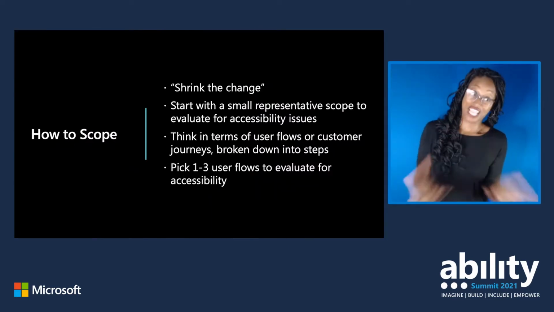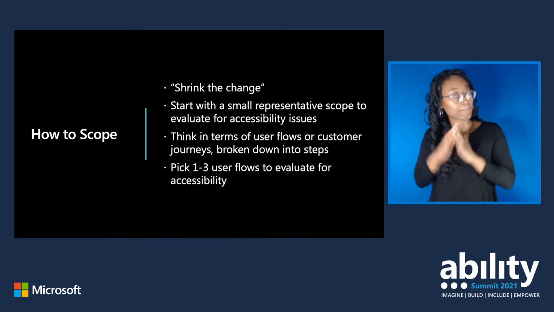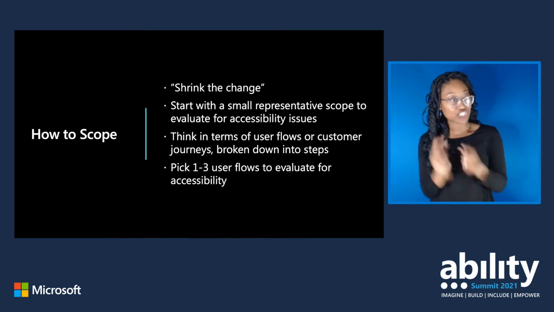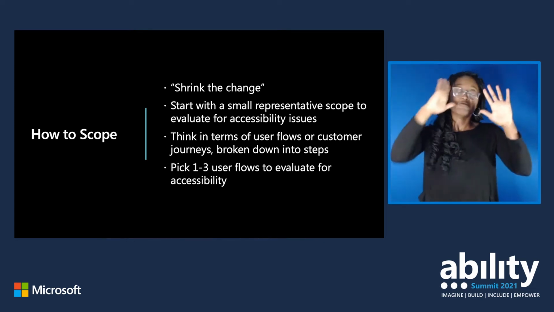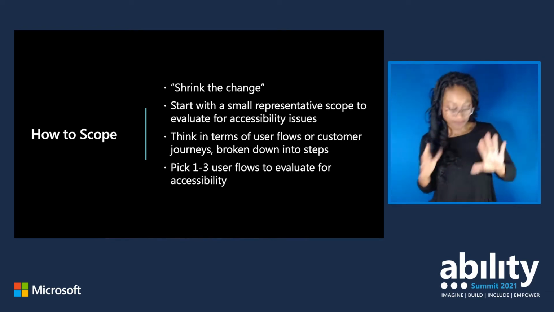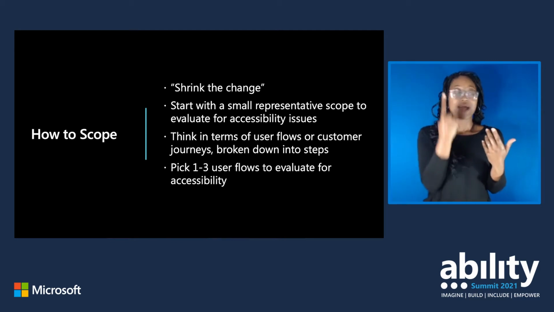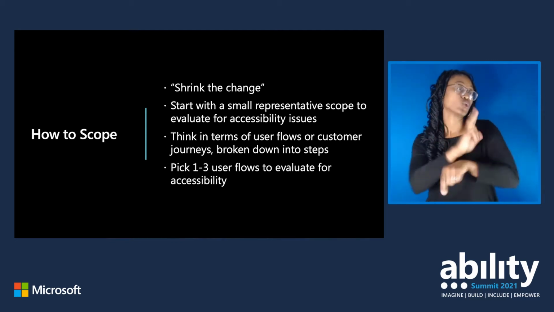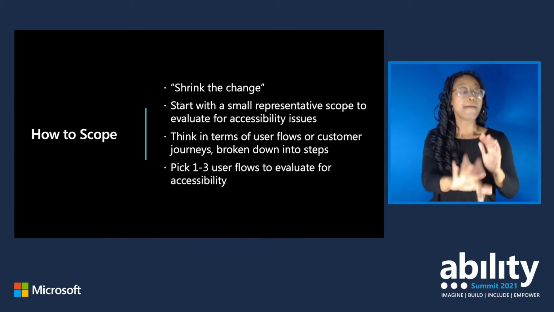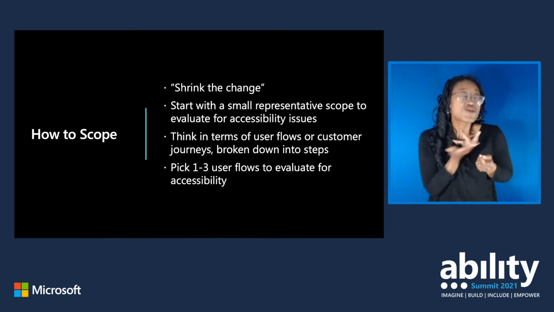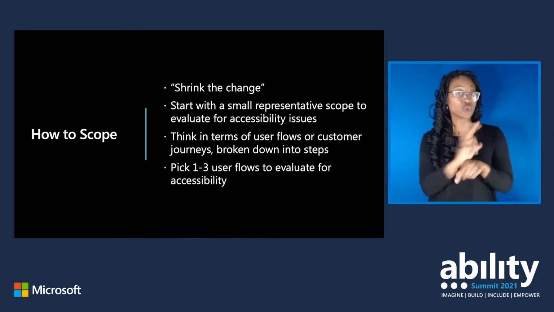So I took several lessons from that book, and one of them was to shrink the change, meaning start small to reduce the overwhelm of learning new skills. So when you approach your project to improve accessibility, start with a small scope. Pick a representative sample of your user experience. Think about how people use your site or your app, and pick just a few core user flows, maybe 1, 2, or 3, to start that accessibility testing on. So now we're going to dive into accessibility testing, and Natalie is going to lead us through that.